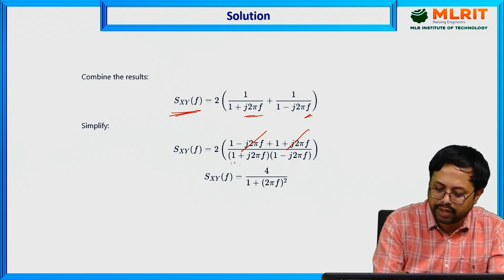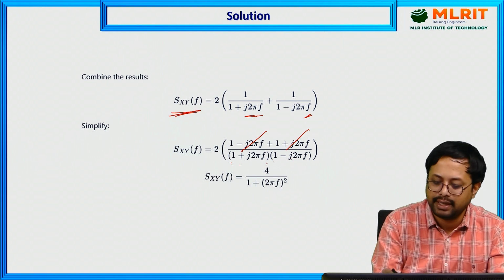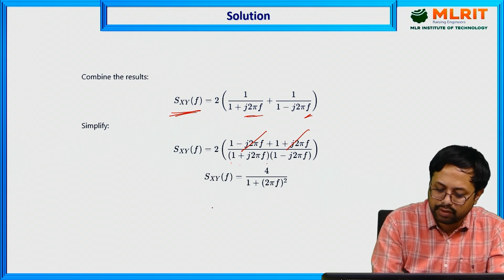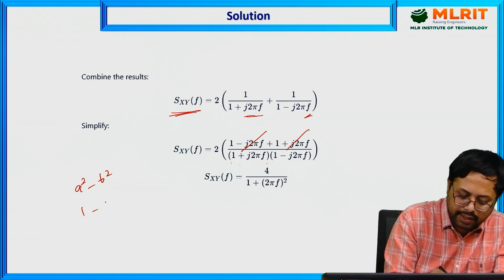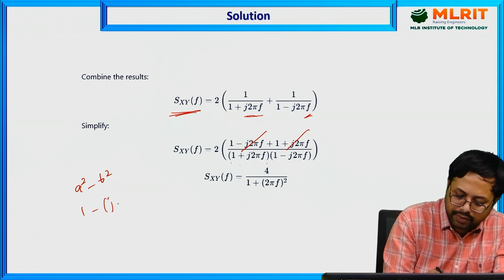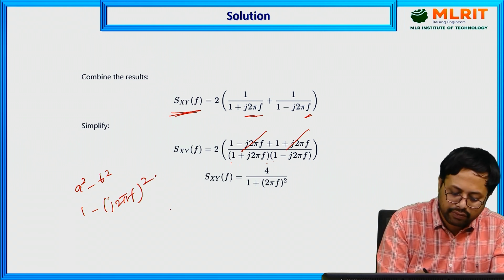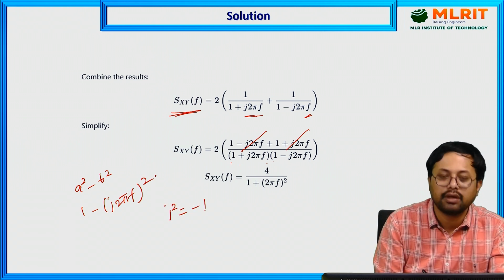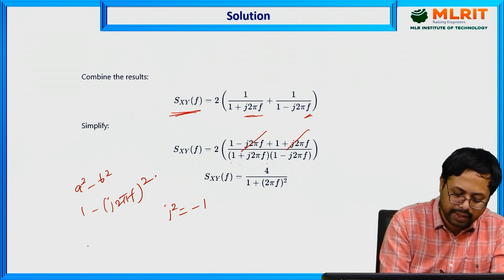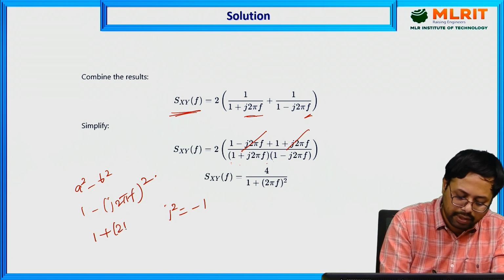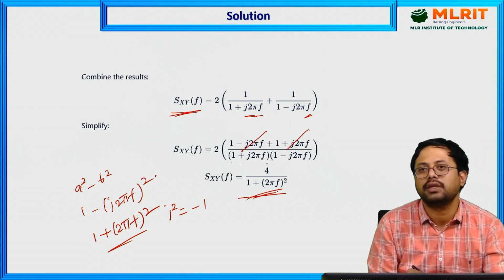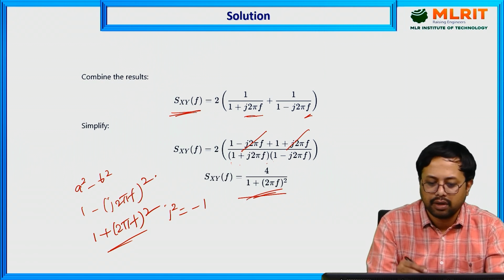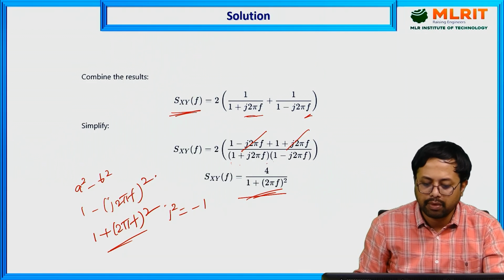This is in the form of (a plus b) into (a minus b), which is a square minus b square. When you do a square minus b square, you are going to get 1 minus (j2πf) whole square. You know that j square is equal to minus 1. Taking j square equal to minus 1, you will get 1 plus (2πf) whole square. That is the term you have. This is the way you have to solve the problem related to this.